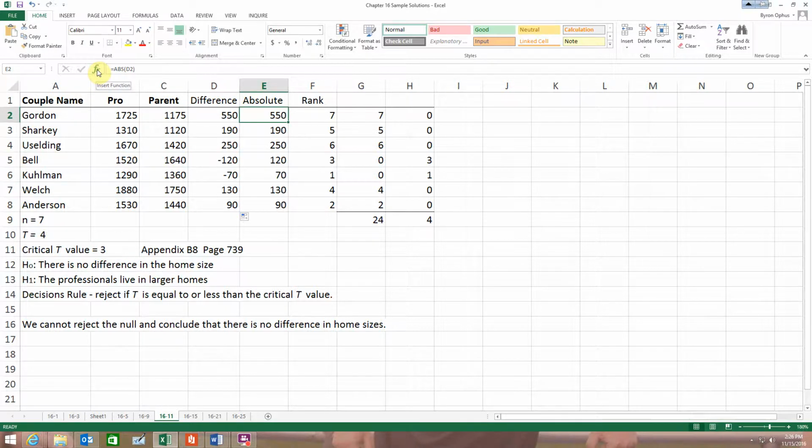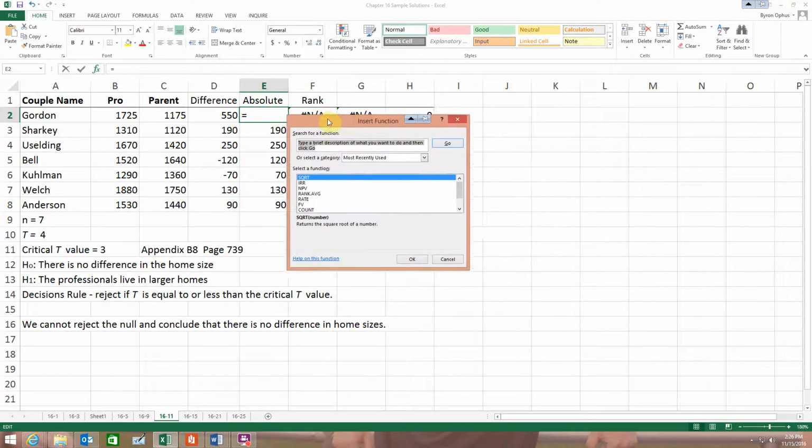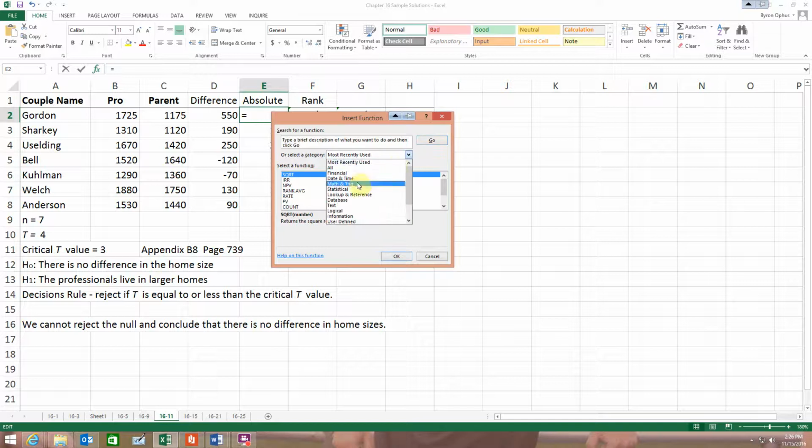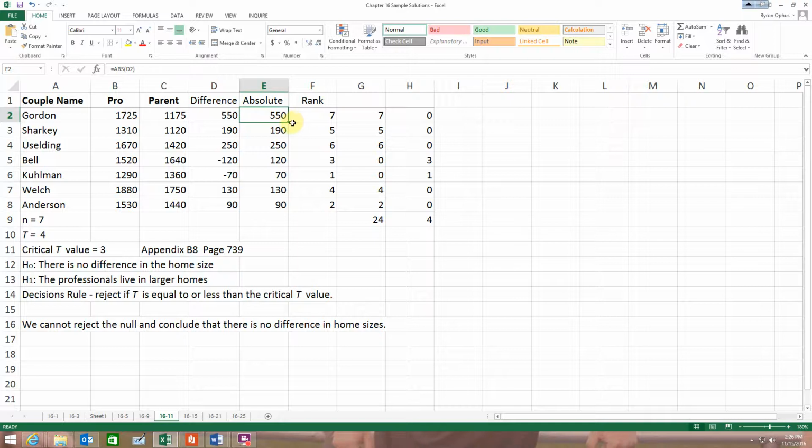So I can come up here. Oops, I'm going to delete this, and I'll come up here, and I don't remember if that's a math one. Probably is. ABS returns the absolute value of a number without its sign, or it turns a negative into a positive, basically. So I can do the absolute value of this, and of course the absolute value of a positive number is a positive, but then if I drag that down, it changes these two, obviously, to positive numbers.